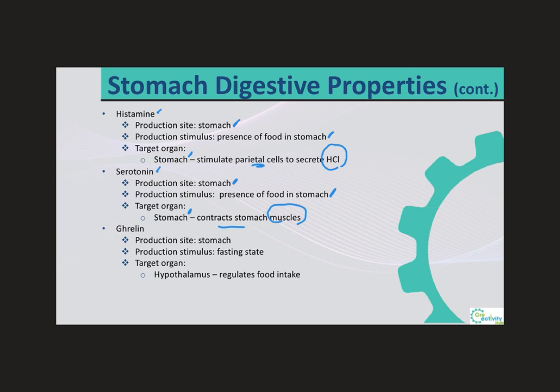And lastly, we have ghrelin, which is going to be produced also in the stomach, and it will be stimulated when your stomach is empty, so during the fasting period. It will target the hypothalamus, which basically is going to be the organ that will regulate the food intake, primarily by stimulating hunger and satiety.